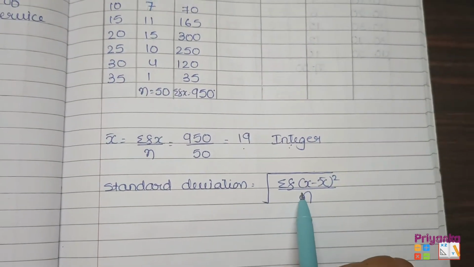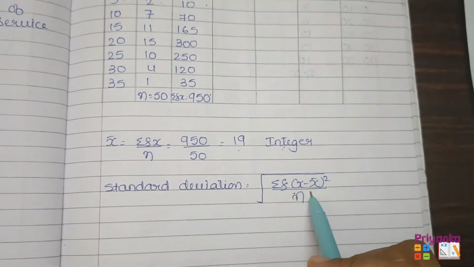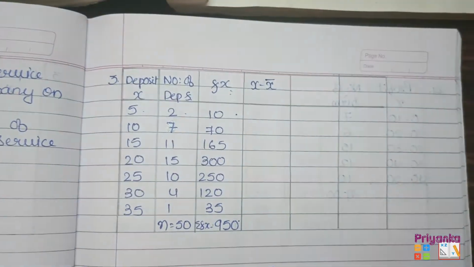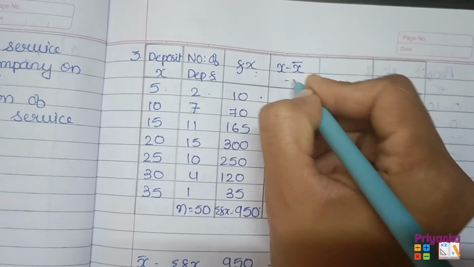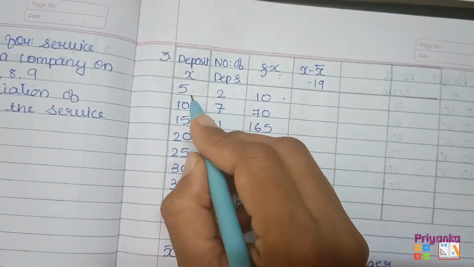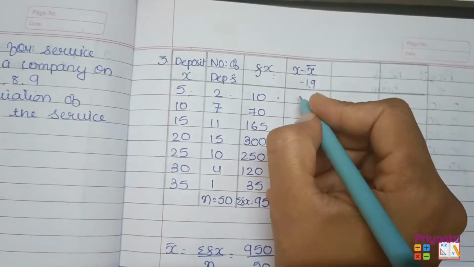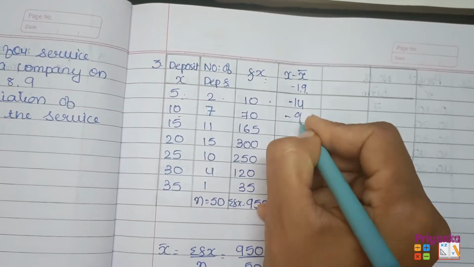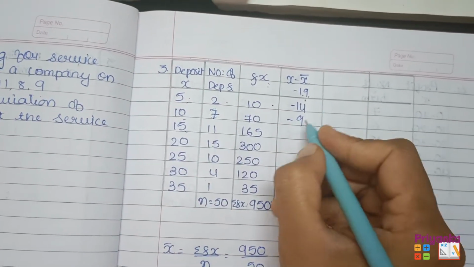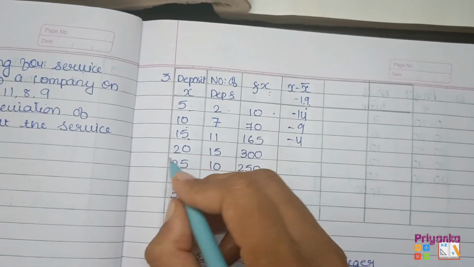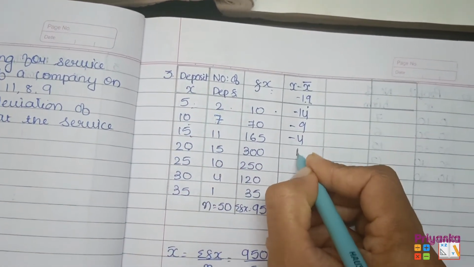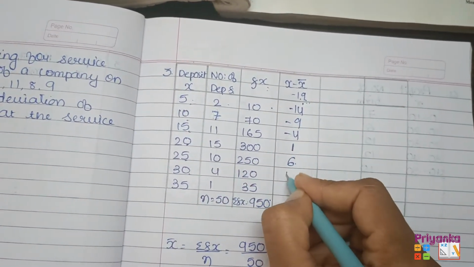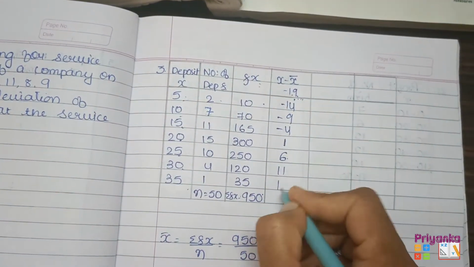So here I have already written the formula to find standard deviation. Now on this base, here we'll find x minus x bar. Here we found x bar is 19, and the value of x, that is 5 minus 19. Here we get the answer minus 14. 10 minus 19, minus 9. 15 minus 19, minus 4. 20 minus 19, 1. 25 minus 19, 6. 30 minus 19, 11. 35 minus 19, 16.